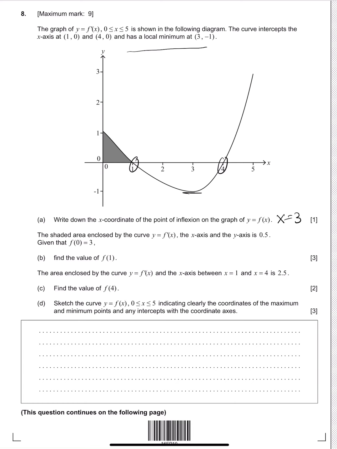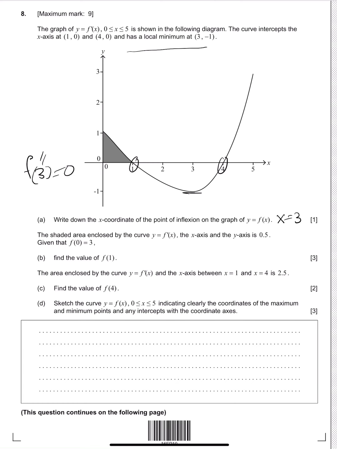That means that the second derivative is equal to 0. You can also see that your first derivative prior to 3 is decreasing, and then after 3 is increasing. That means your second derivative would be negative from here to here, and positive from here to here. That means at 3, your second derivative changes signs, which is good, which makes it a point of inflection. Okay. All right, now we move on to B.